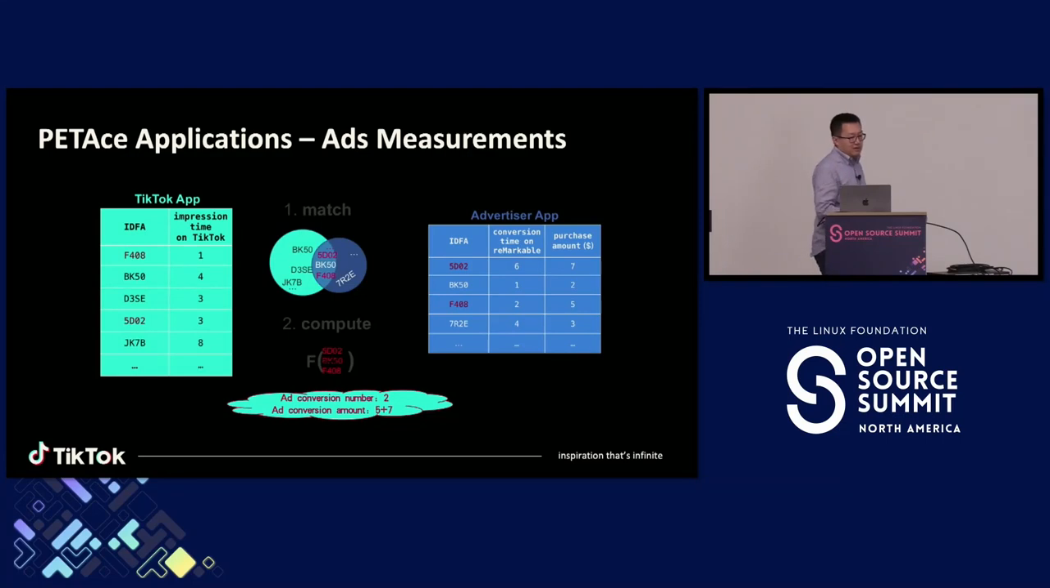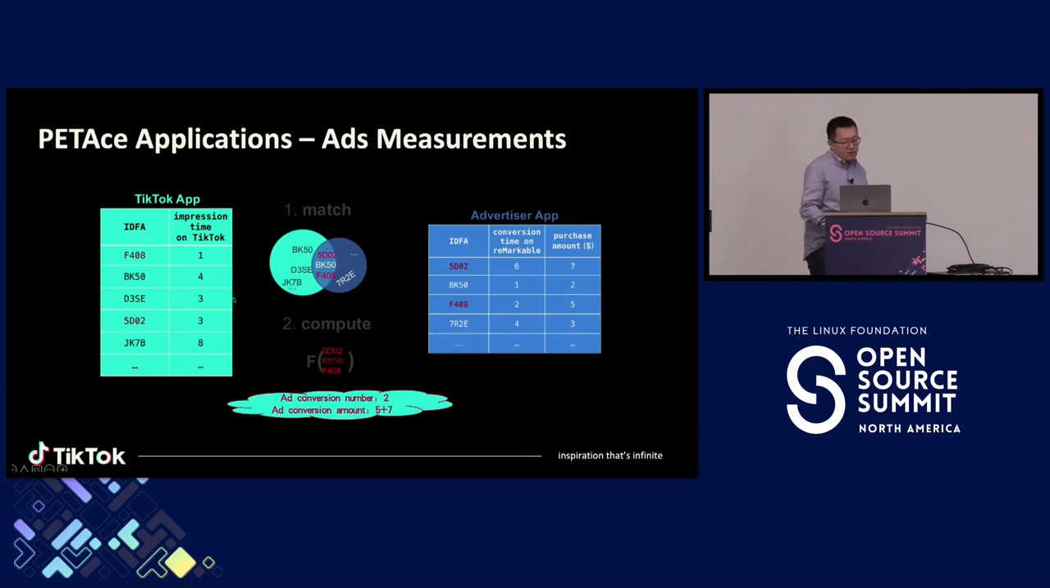Now I want to show you, with PETAce ready, what kind of applications it could solve. Of course, it can help solve the healthcare analysis, as we mentioned in the five hospital example. There, they can just use the secret sharing schemes and secure multi-party computation to do that. And here, the ads measurement can also be solved similarly. As we see in this example, we have two databases. What we want to do is a joint table. So we want to find the intersection of the user ID. Then after that, we can join the table and compute some follow-up computation.